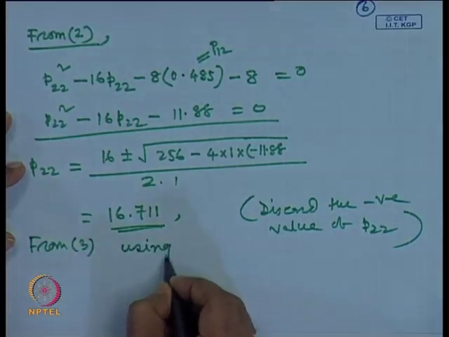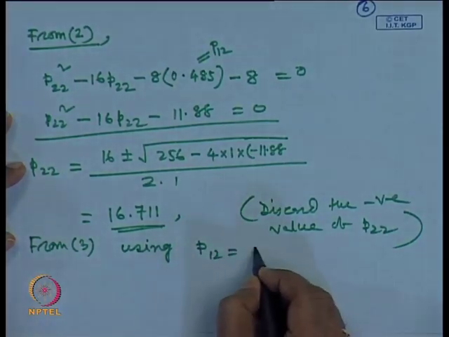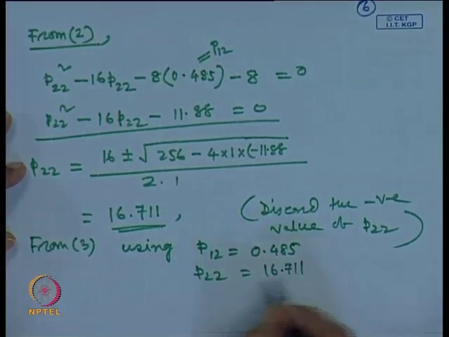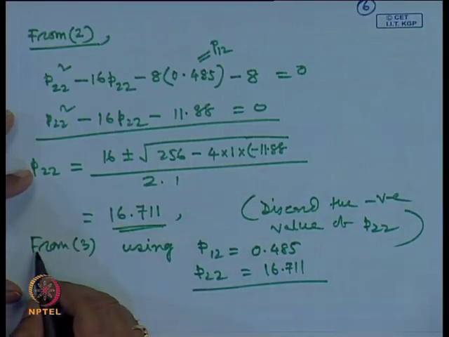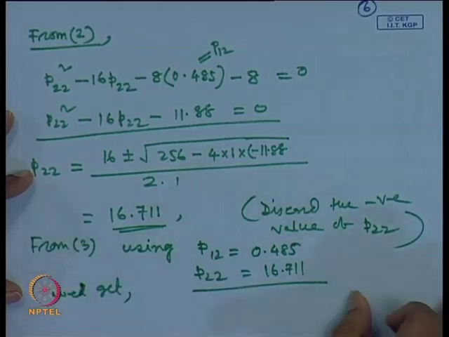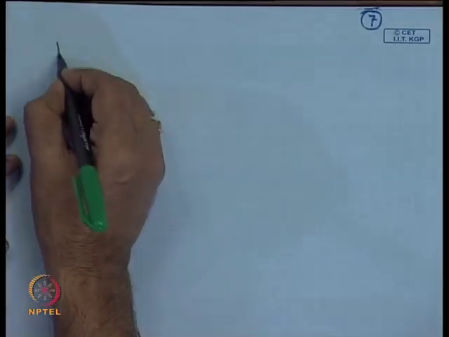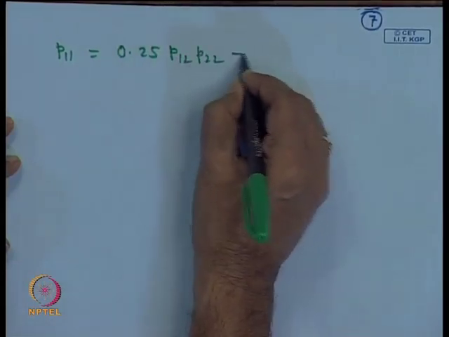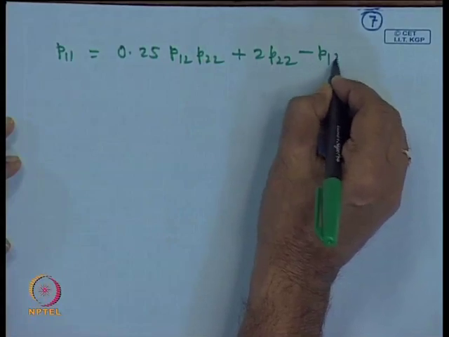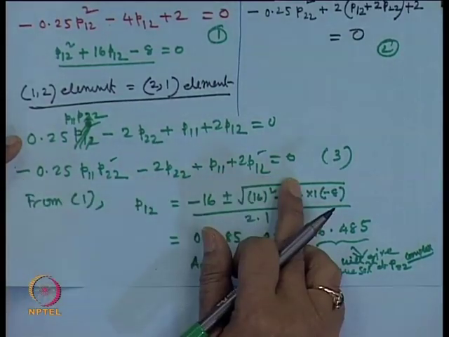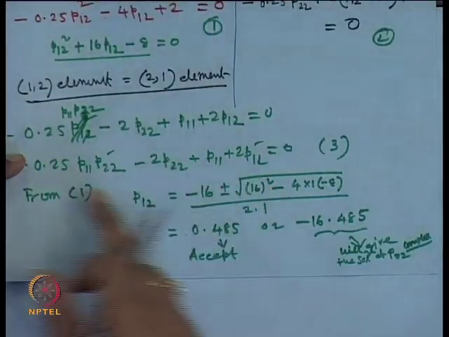Using P12 is equal to 0.485 and P22 is equal to 16.711, we get P11 is equal to 0.25 P12, P22 plus 2 P22 minus P12, that is equation number 3. So, this equation once again I multiplied by 4, that will be a minus 4. So, this will be 4 P11, or as it is you keep it, does not matter for this one.